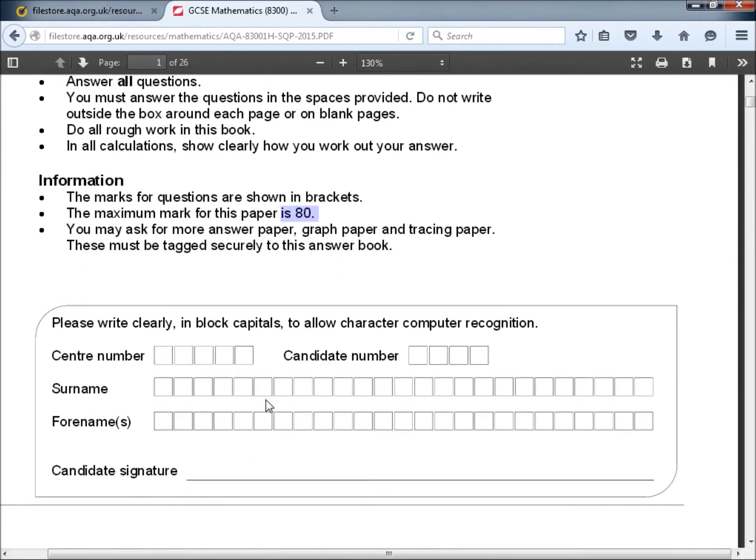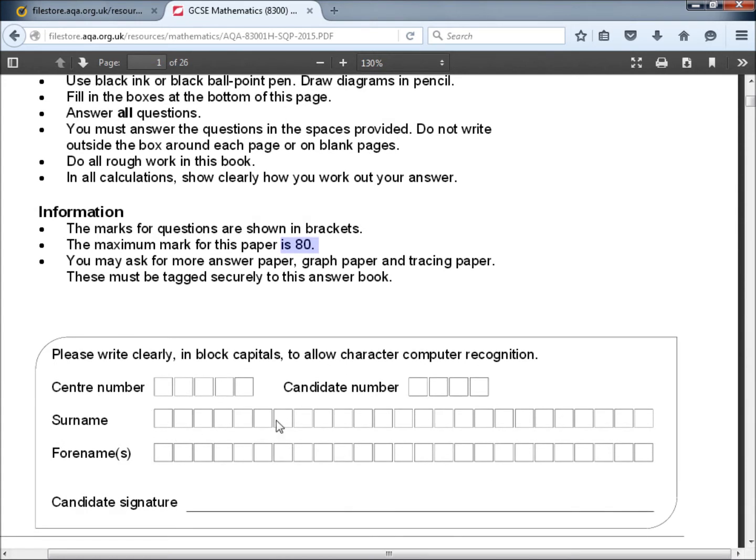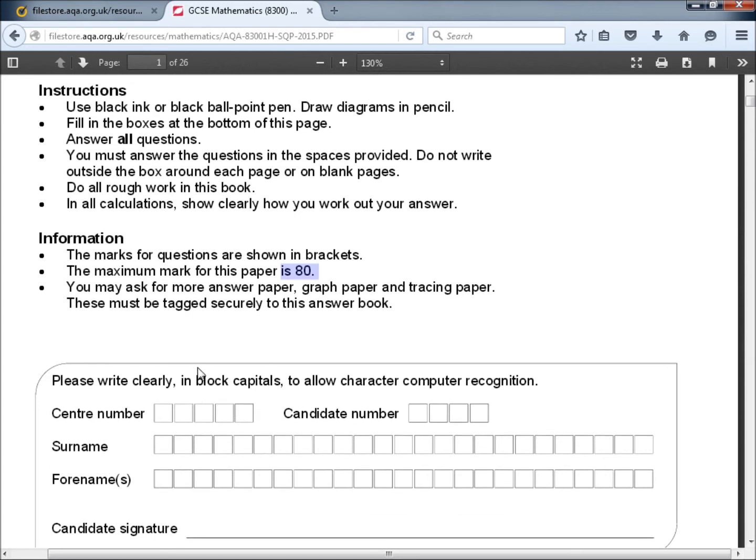Okay, one of the most important things here, please write clearly in block capitals to allow computer recognition. Centre number, candidate number, surname, forename, candidate signature. If you don't do that, they won't know whose paper it is and you won't get any marks, so make sure that is filled in no matter what else.